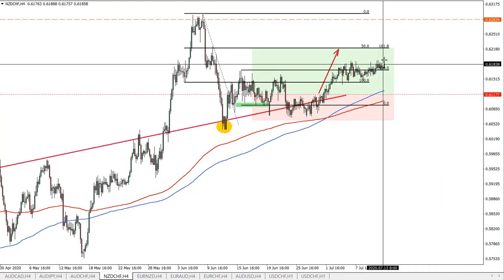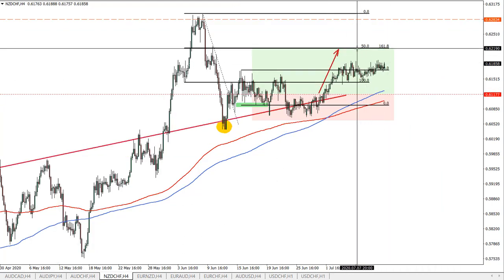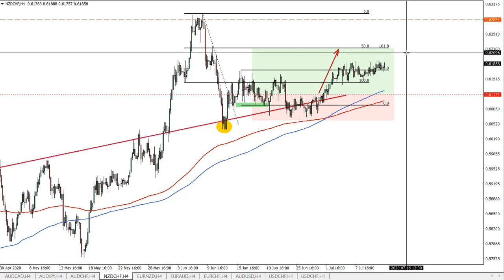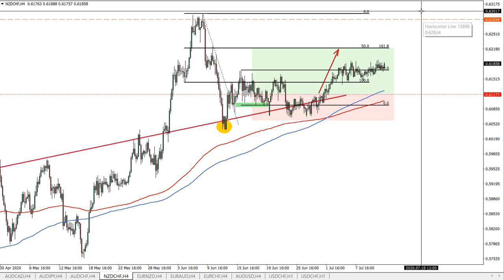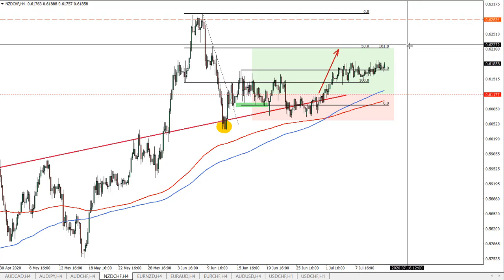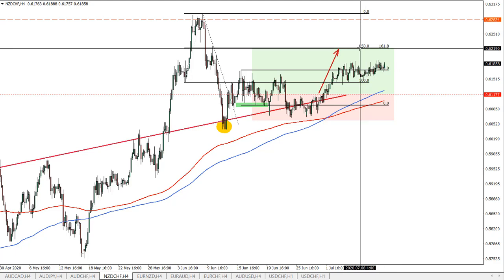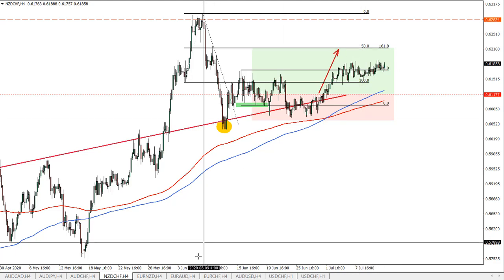New Zealand Swiss franc slowly but steadily moving towards the resistance. Considering that the Swiss franc is weak, we might see price moving higher towards 62.80 area, maybe even 63 or higher. But first off, we need to see what happens here, if there will be a breakout or rejection.